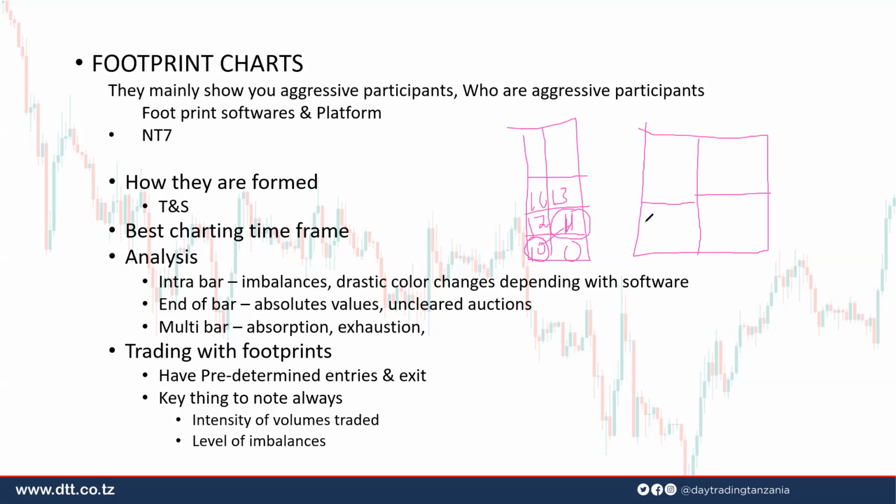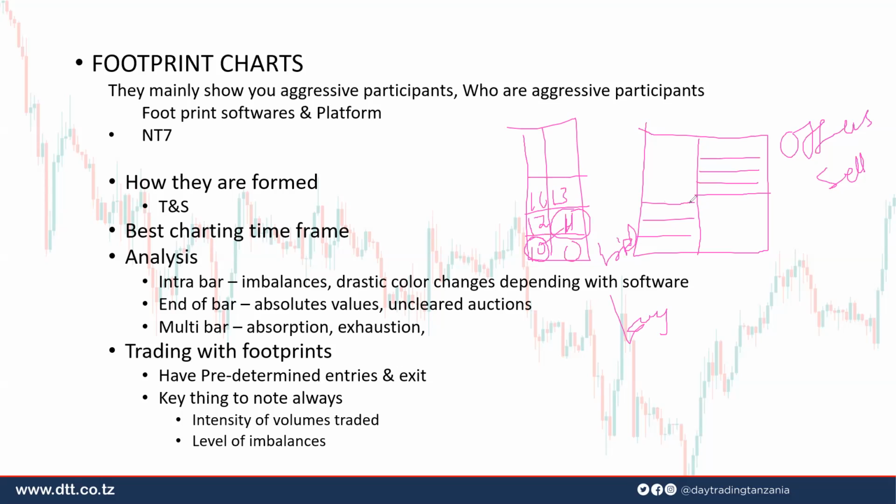Now, we might have this in the DOM. Normally, we have a number of instruments or a number of contracts that are sitting there. So here we have offers. These guys are willing to sell at these price points, and these guys are willing to buy. So they are willing to buy. They are bidding.